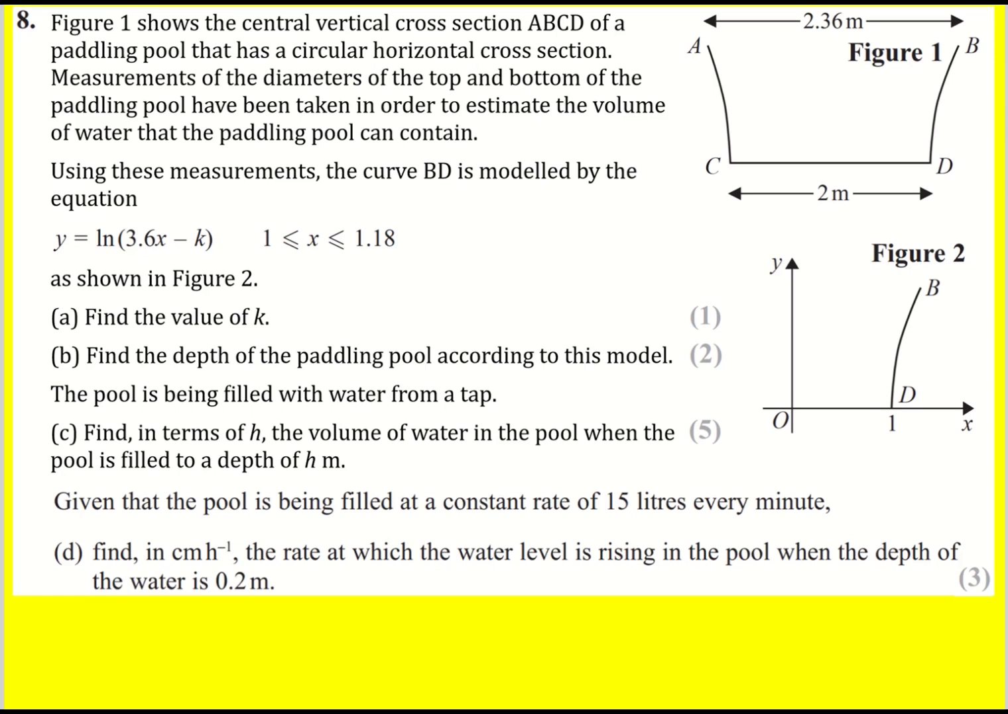Figure 1 shows a central vertical cross-section, ABCD, of a paddling pool that has a circular horizontal cross-section. Measurements of the diameters of the top and bottom have been taken to estimate the volume of water the paddling pool can contain. So we've got 2 and 2.36. Using these measurements, the curve BD is modeled by this log equation. We're asked to find the value of k.